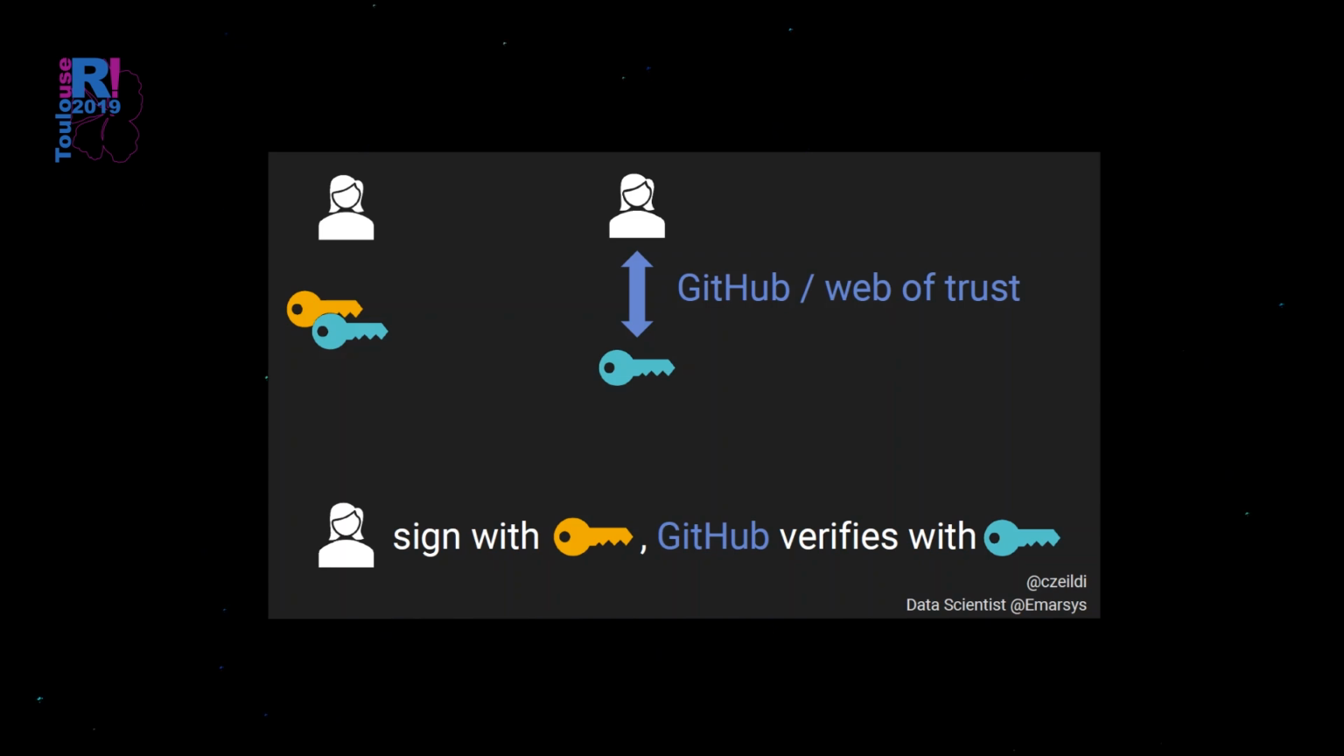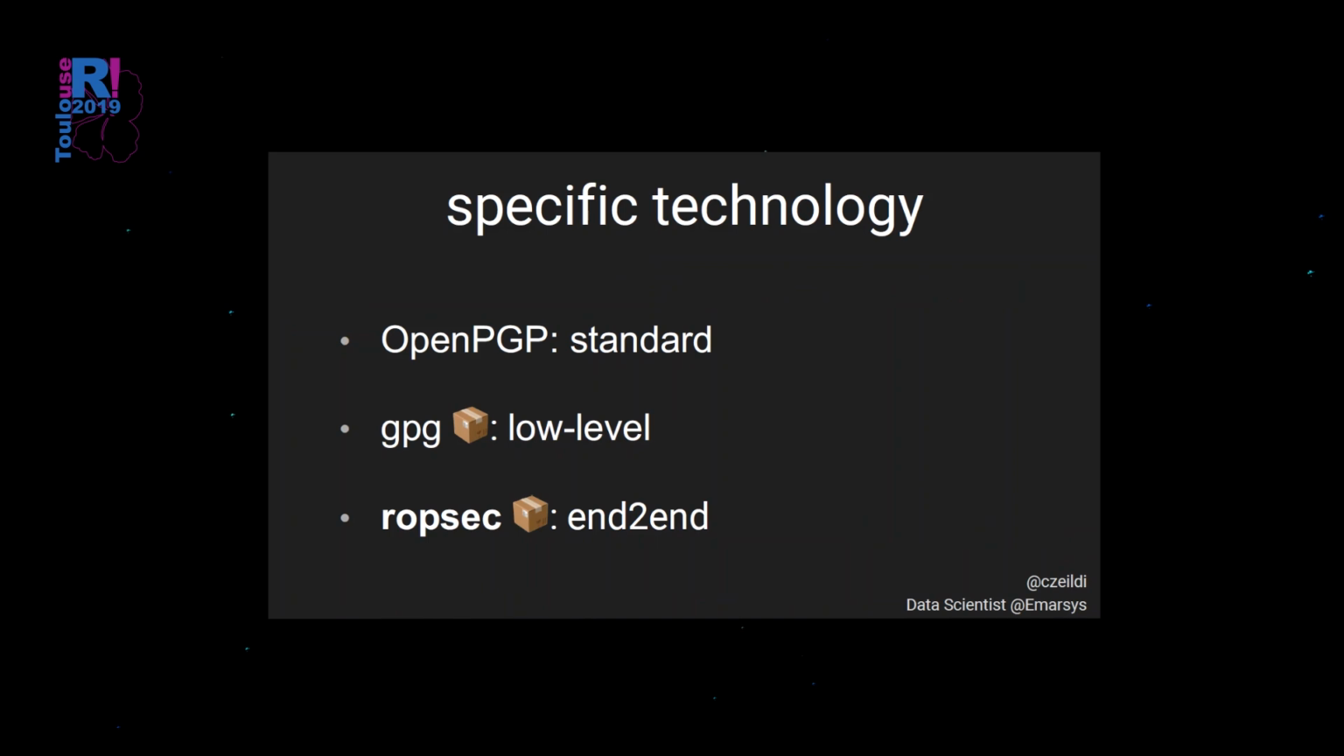Then if you sign commits with your private key, GitHub or anyone in possession of your public key can verify that the commit comes from you and not from anyone else just writing your name. It is secure because without your private key, you cannot provide a valid signature.